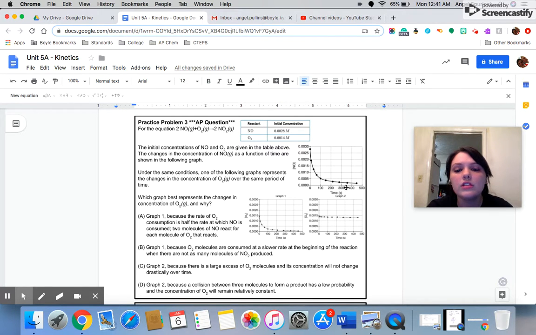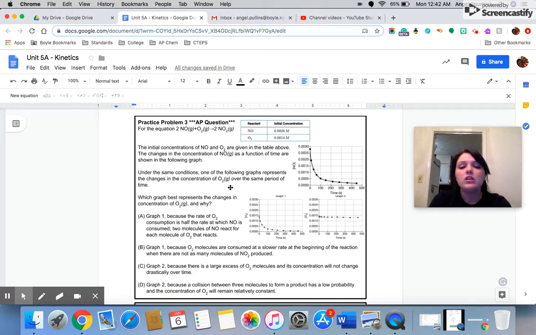So what they've given us here on the right is a concentration versus time graph. This is literally showing us what the rate of the reaction is doing as the time goes on. Okay? Under the same conditions, one of the following graphs represents the changes in the concentration of oxygen over the same period of time. Which graph best represents the changes in oxygen and why? So what they're saying is, here's the correct graph for what's happening to one reactant. You tell me which of these is the correct graph for what's happening to the other reactant at the same time.